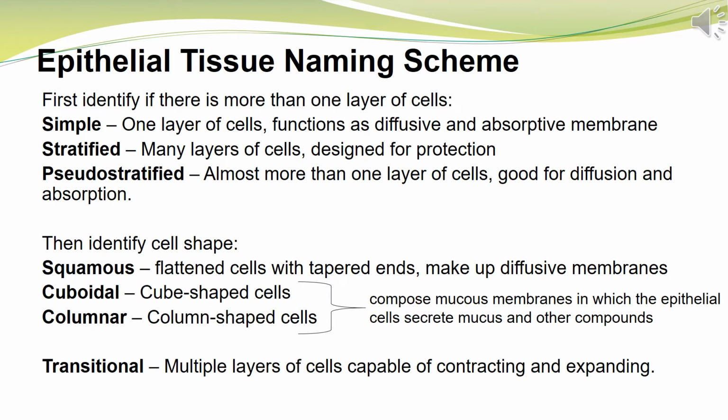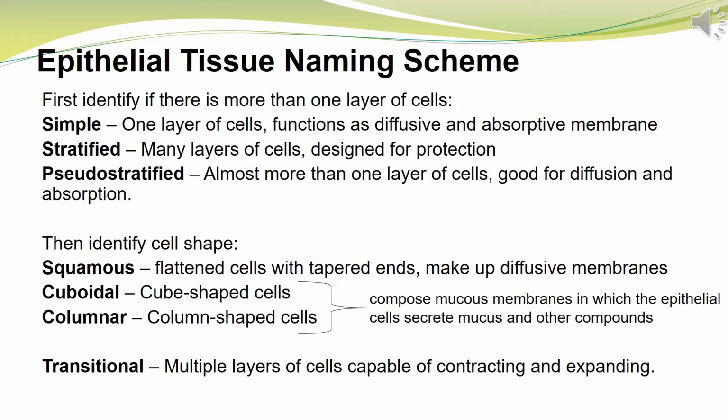Now we're going to talk about the naming scheme that's used to name the epithelial tissue. And there are 8 total types of epithelial tissue. Anyway, in order to name epithelial tissue, we must first identify how many layers of cells there are. We use the word simple for 1 layer of cells, and usually this type of epithelial tissue would function as a diffusive and absorptive membrane.